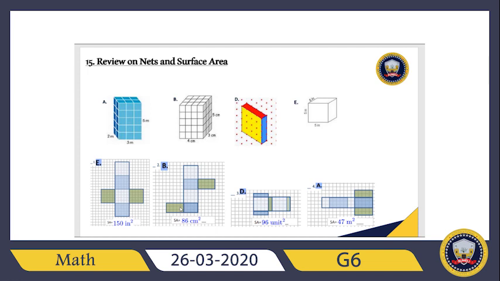So my shape will be 3 by 4 by 5. Which one is 3 by 4 by 5? It is this one, 3 by 4 by 5. So if I open this shape, its net will be this one.